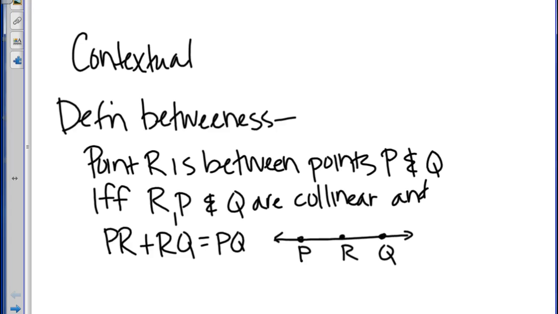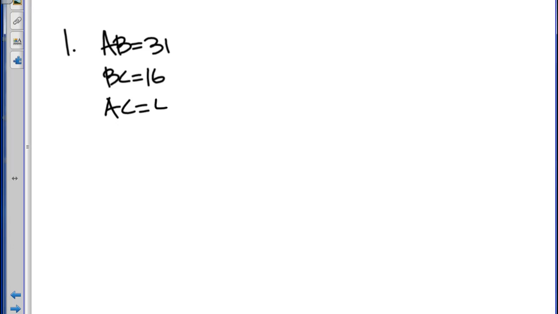All right, so let's go ahead and move to our examples page, and let's start with those. Example number 1. It tells you that points A, B, and C are collinear. So they're on the same line. And it says if AB is 31 and BC is 16, then it should say, instead of JK, AC equals 47. So go ahead and change that from JK to AC equals 47.